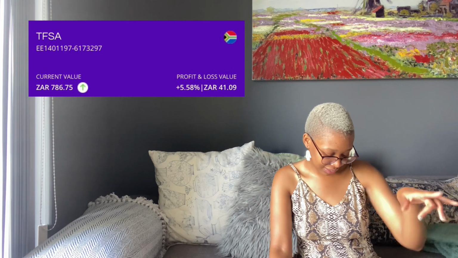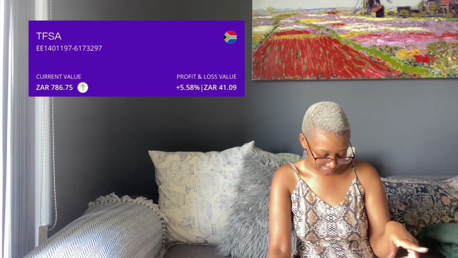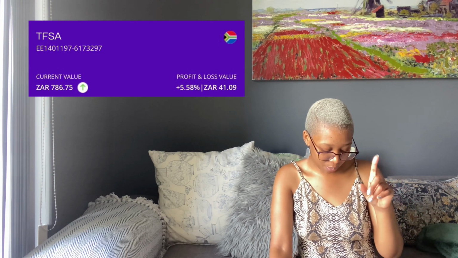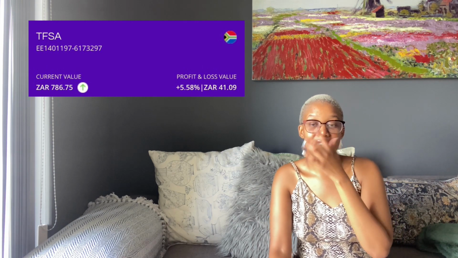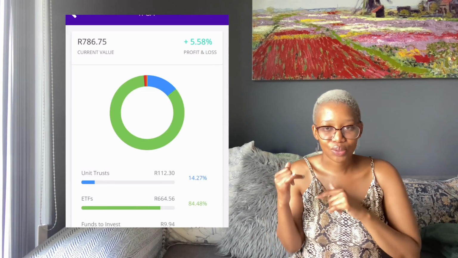So in my TFSA account I have 786.75 rand, and it's at a profit of 5.5%, which is 41 rand and 9 cents. So it's not doing too bad. It has had its ups and downs throughout the year, but obviously there are new shares that I added, and then I'll just add them on top.